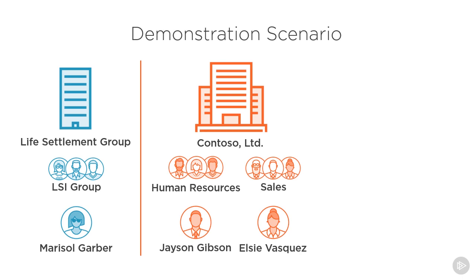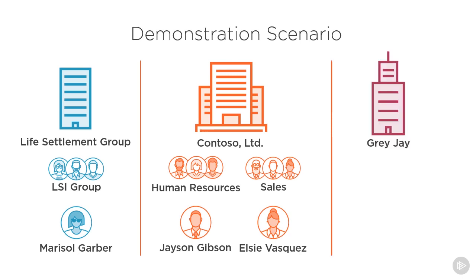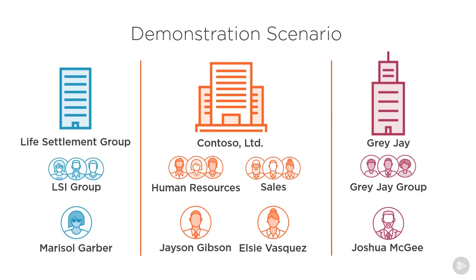The other main scenario we're going to be dealing with is Contoso Limited recently acquired a Canadian-based company called Greyjay. Since Greyjay exists in Canada, Contoso Limited is now going to be dealing with Canadian personally identifiable information documents. And so they need to be able to detect those document types and take the appropriate action to secure the information inside. All of the users that are part of the Greyjay acquisition are in the Greyjay group, and the main person that we're going to be dealing with in the demonstrations is Joshua McGee. So I'm going to flip over to the Azure portal to show you some of these groups and the users.